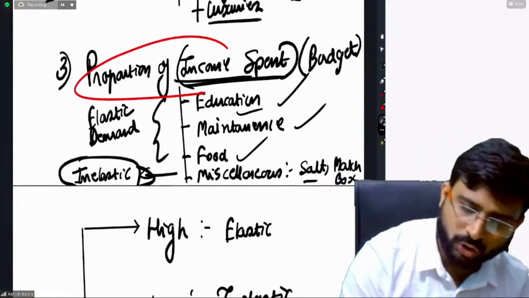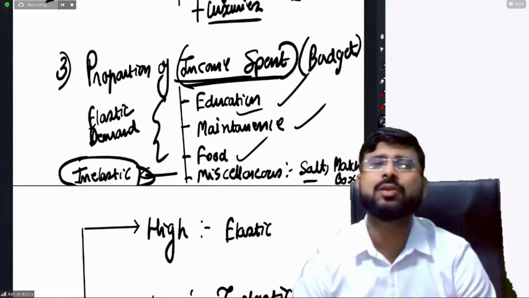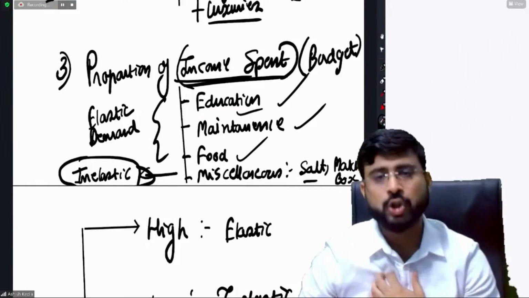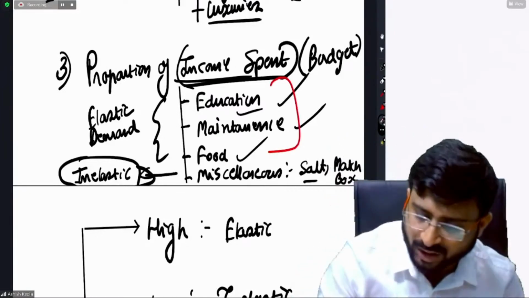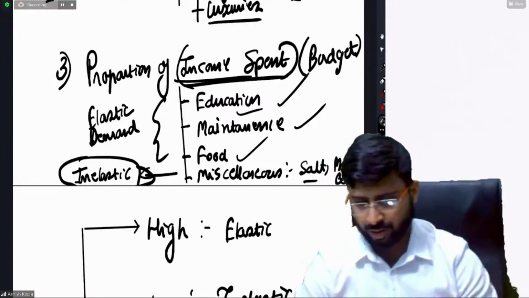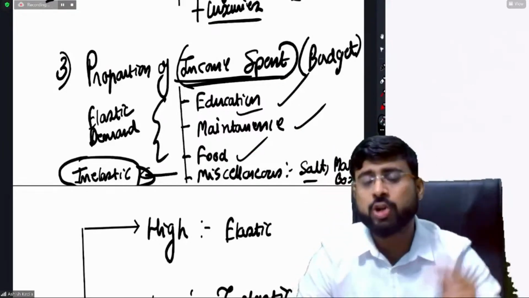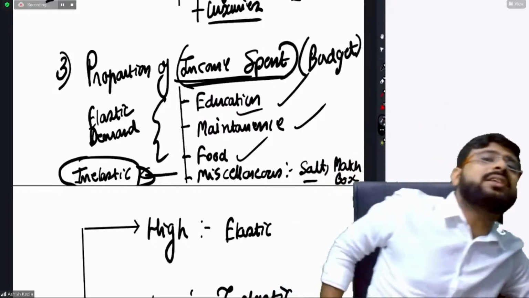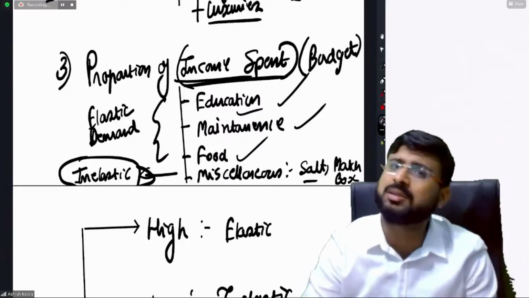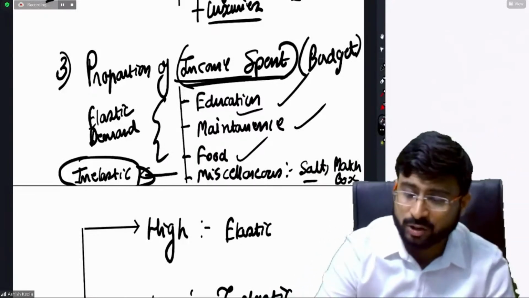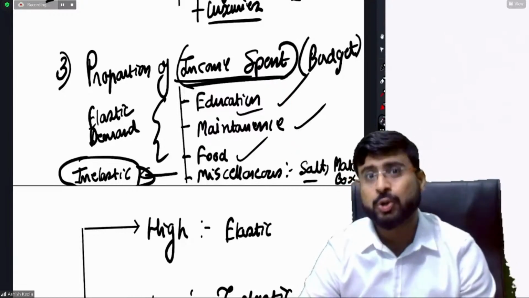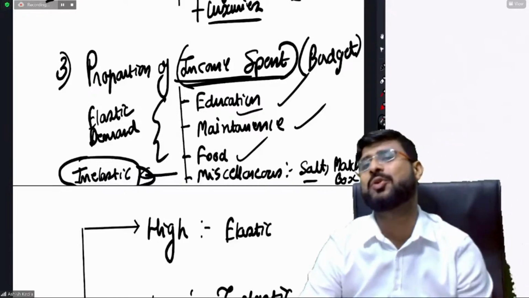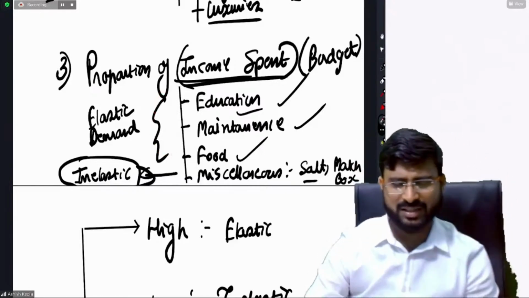Friends, proportion of income spent. Now suppose you spend a huge income on certain activities, like on your education you spend a lot, on your food, on your maintenance, on your house you spend a lot, right? So for such things demand is elastic. You know why? Because a large portion of expenditure is going here, so the consumer will be very calculative, that is, whether they are using their money correctly or not. Yes or no, everyone? So demand will be elastic.